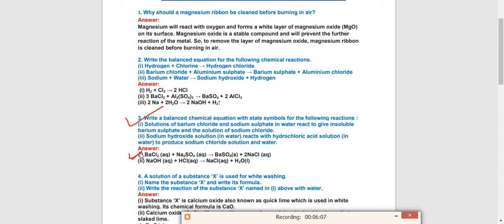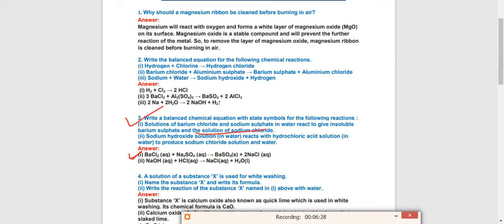Okay, after that they give insoluble barium sulfate, which means we are getting a precipitate of barium sulfate. The precipitate is always present in the form of a solid, so we will have to write s over there for solid state. And a solution of sodium chloride, that is NaCl. Again they have written solution, so we have to put aqueous over there.